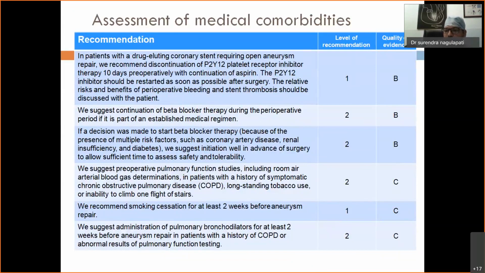We should continue the beta blocker if he is already taking it, and not start beta blocker therapy in the immediate perioperative period, to prevent perioperative stroke. In patients with pulmonary diseases like COPD, it is mandatory to get a room air ABG and pulmonary function test. Stopping smoking at least 2 weeks before aneurysm repair is the recommendation. And they should administer pulmonary bronchodilators for at least 2 weeks before aneurysm repair in patients with a history of COPD or abnormal results of pulmonary function tests.